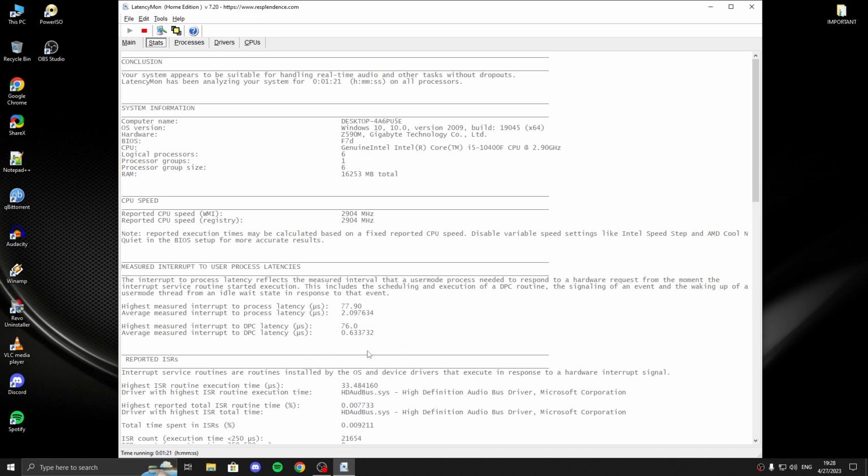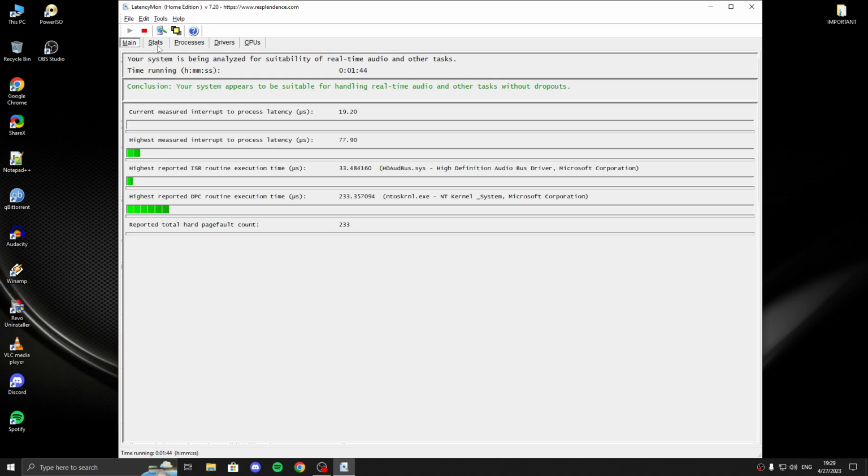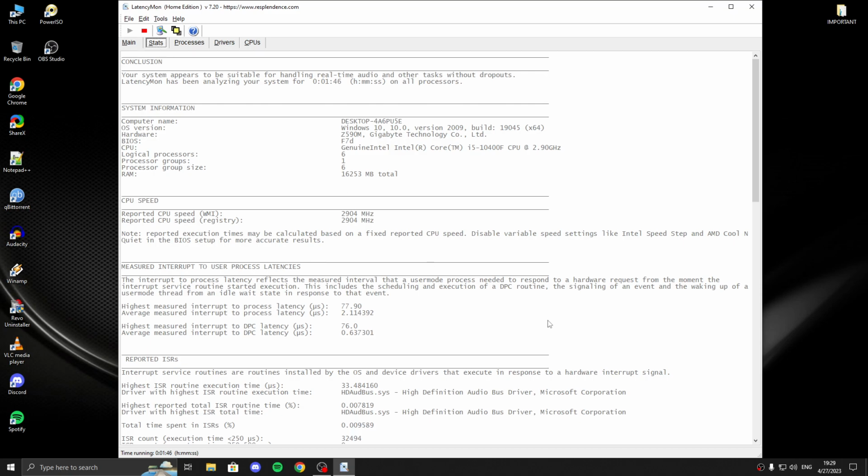So we don't have huge latency in that case. The highest process latency and the highest DPC latency are also high. Of course, this is untweaked. If you have an optimized operating system, you will have lower latency. But with this video, guys, I want to say that you must be careful about what you change on your PC, what tweaks you apply to your system, and how that can cause issues to your computer.